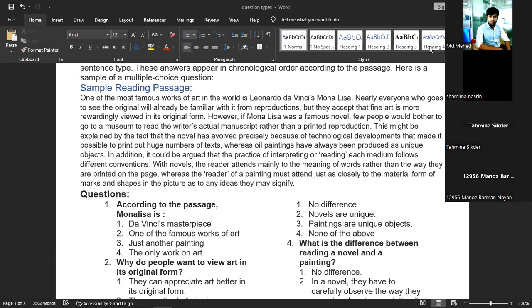তাহমিনা আপু, can you read out the sample reading? Yes, of course. I will try. Go on.